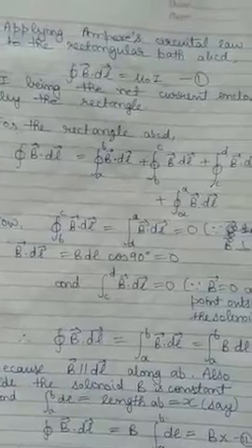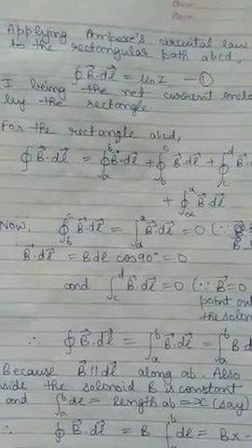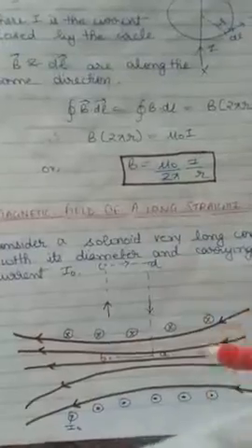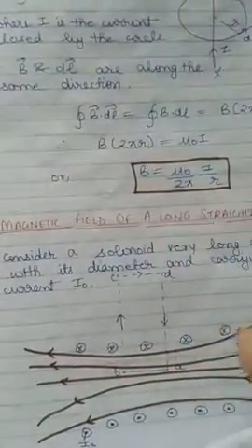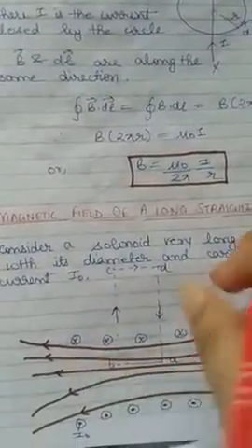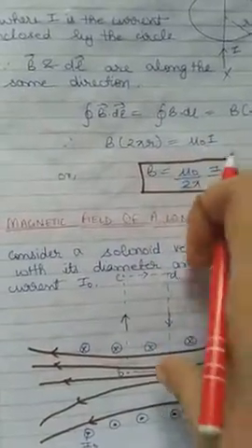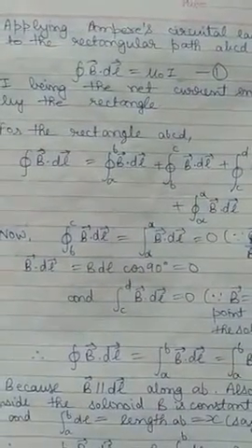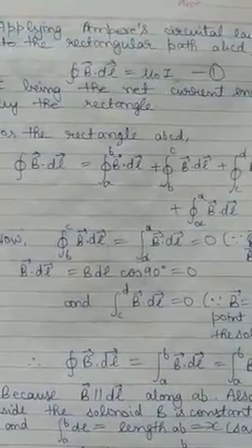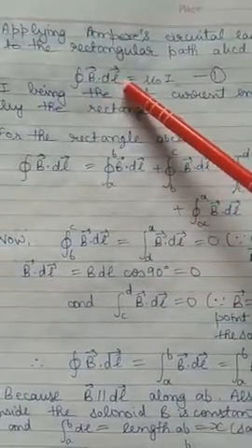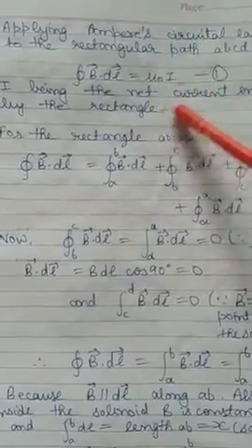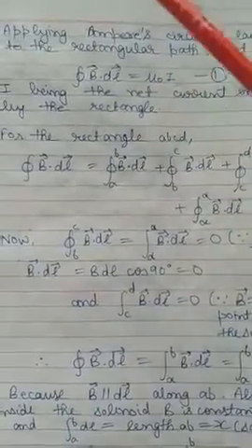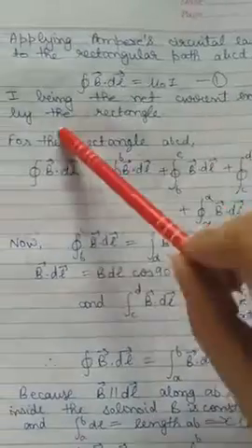So here, applying Ampere's circuital law to the rectangular path that I just told you, this is the closed path that we have chosen in the solenoid, ABCD. Because this is a closed path, we can apply it, and it is a rectangular path, so the line integral of B dot DL will be equal to mu naught times the current threading through that path, which is I. So I is the net current enclosed by the rectangle.